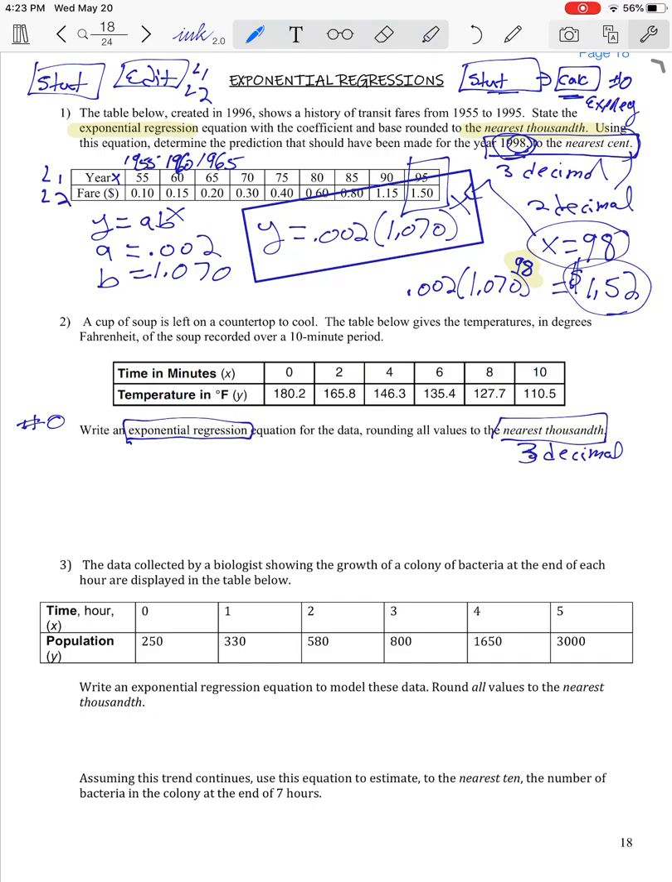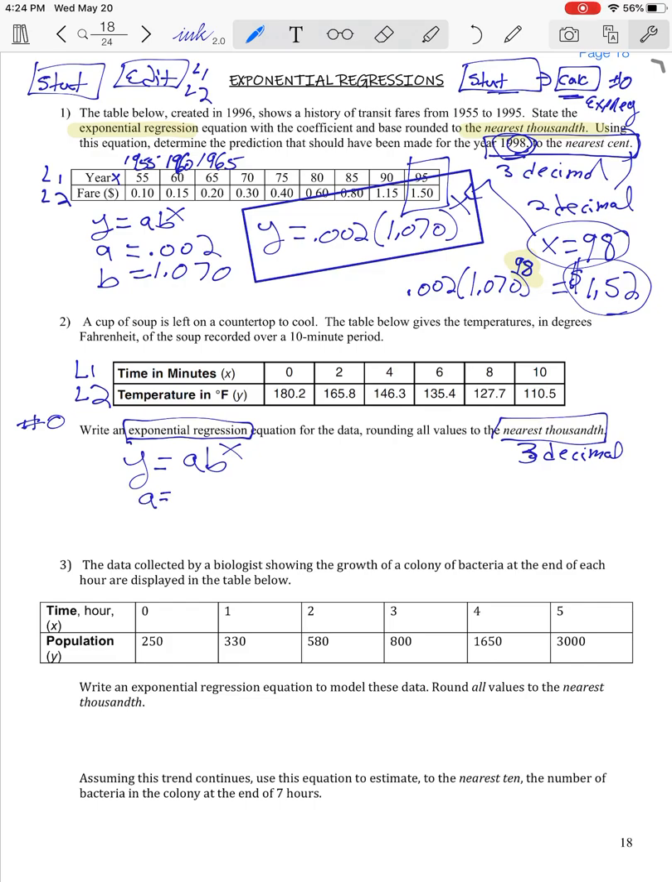So try it. Go to list 1, go to list 2, plug them in, and see if you can get your equation. So pause the video now, plug them in, and see what you get. Welcome back. I got y equals a b to the x. So when I rounded, I got a.